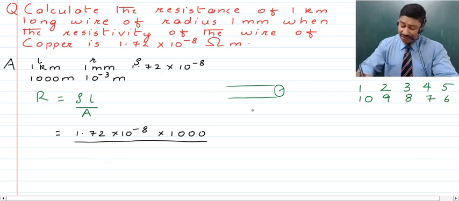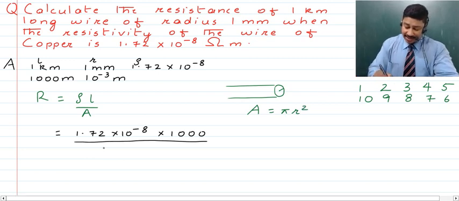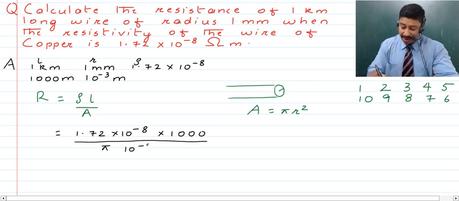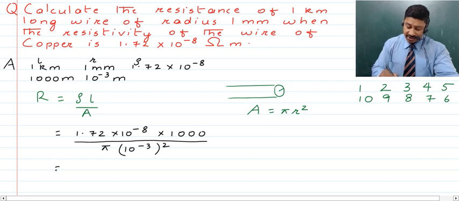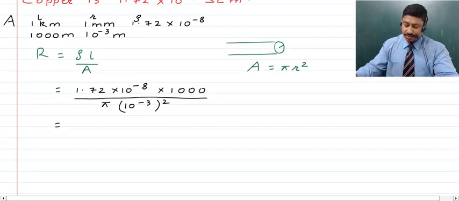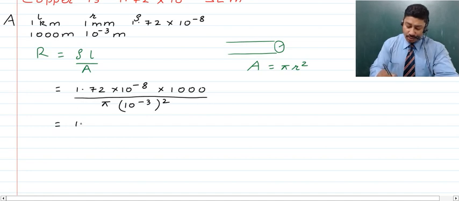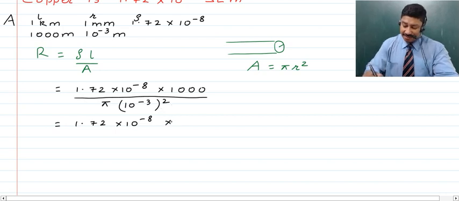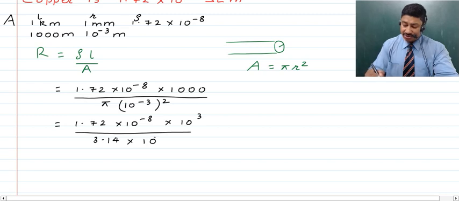As you know that area of the circle is pi r square, so this is what we're going to substitute here. That is pi into the value of r, that is 10 raised to the power minus 3 whole square. So here children, we're going to further calculate this. Now next what we do is, we can now write this to be 1.72 into 10 raised to the power minus 8, right, which is further multiplied with 10 raised to the power 3, that is 1000, and in the denominator we now have 3.14, which is the value of pi, right, and further here then we multiply this with 10 raised to the power minus 6.